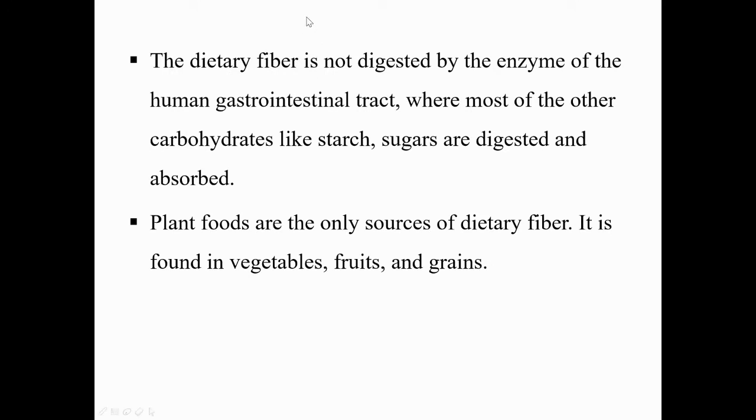Next point. Dietary fiber is not digested by the enzymes of the human GIT, the gastrointestinal tract. Most of the other carbohydrates, like starch and sugars, will be digested and absorbed. In the case of dietary fiber, it will not be digested and will not be absorbed. It will be wandering here and there.